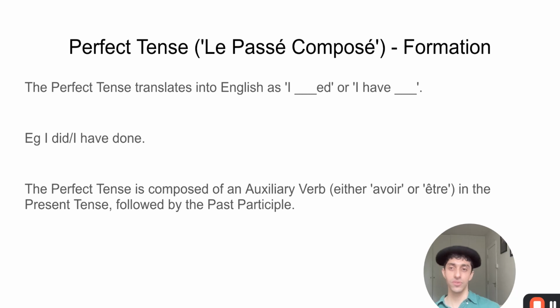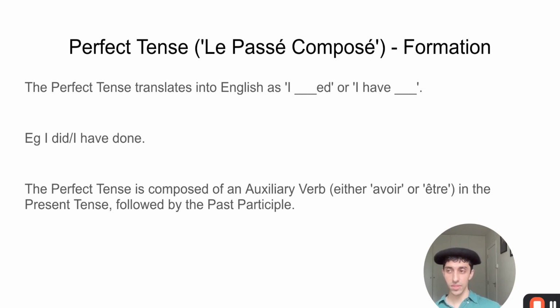For example, I did or I have done. I went or I have gone. I saw or I have seen, and so on. Many other examples possible as well. So for the perfect tense, you'd normally use one of those two translations when translating it from French to English. Generally, the first one, I did, I went, I saw, and so on, tends to be the most common translation.